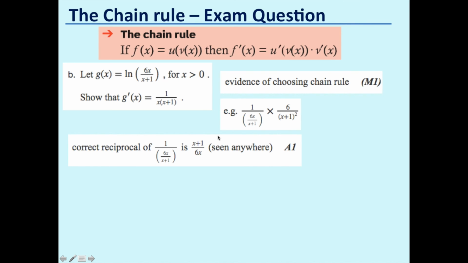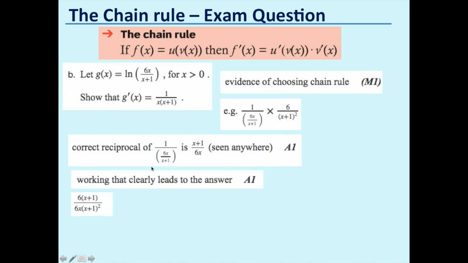You get 1 mark here for recognising that the reciprocal of this is just x plus 1 over 6x. Working that clearly to the answer, so we can see that when we flip this, it's going to be 6 times this is going to be on the top, x plus 1, all over 6x times x plus 1 squared, and we can see that this will cancel out to give us g dash of x equals 1 over x brackets x plus 1, which is what we were asked to show in the question.